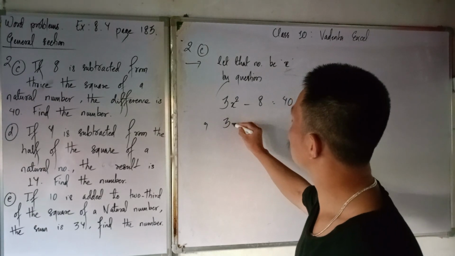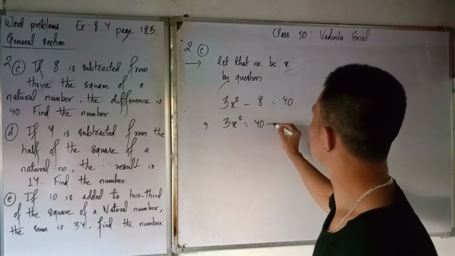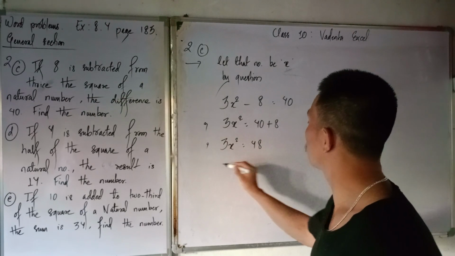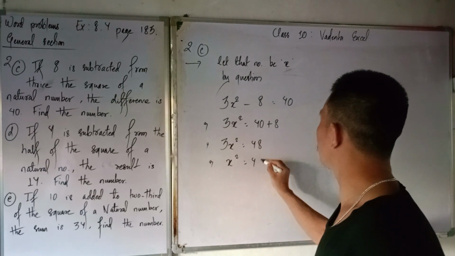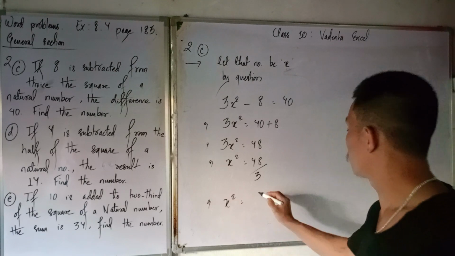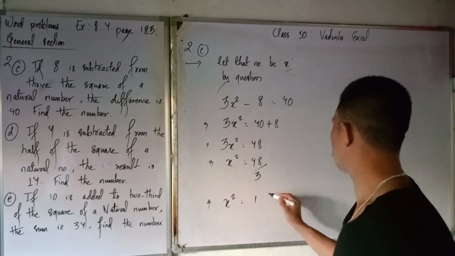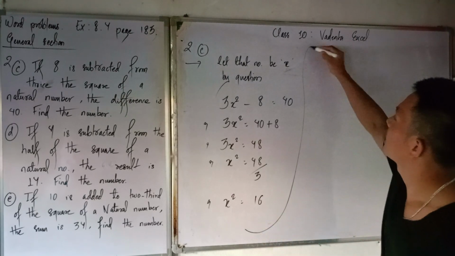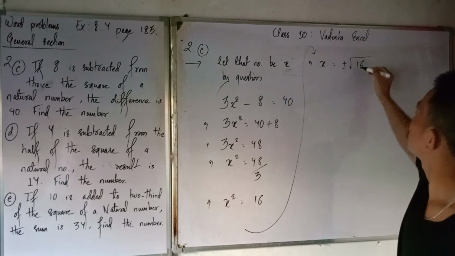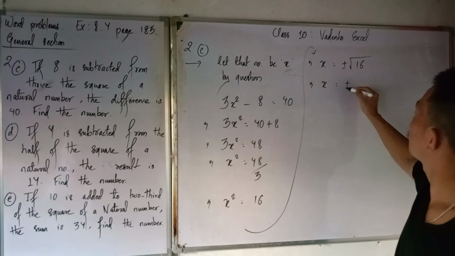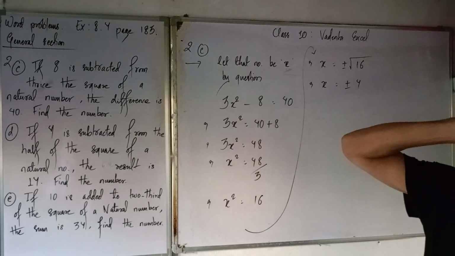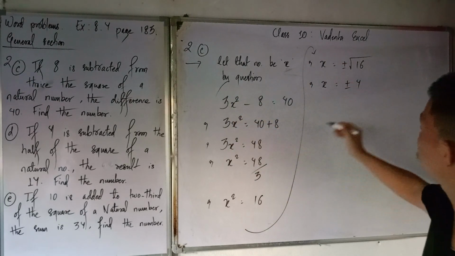Now you just simplify. 2x squared equals 40 plus 8, or 2x squared equals 48, or x squared equals 48 divided by 2, which is 24... x squared equals 16, or x equals plus or minus root 16, which is x equals plus or minus 4. Since we have to choose the natural number, we negate the negative sign.